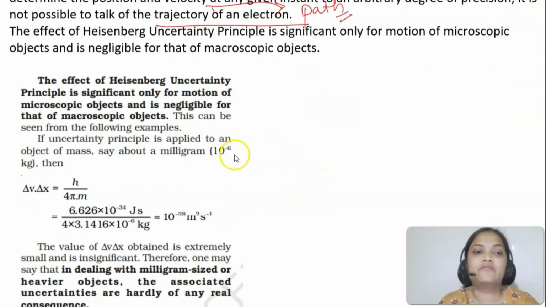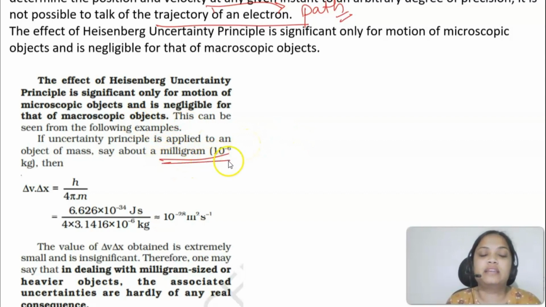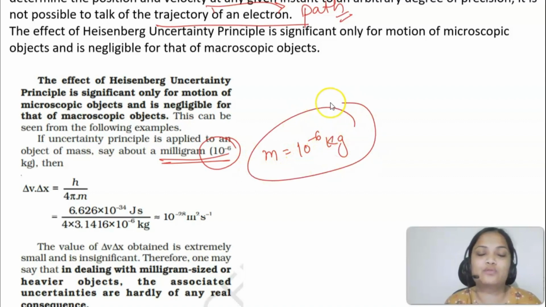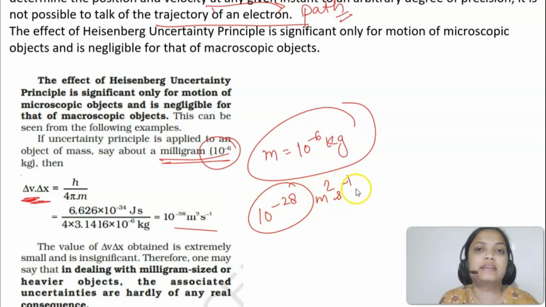Let me tell you, let's say I have a macroscopic object whose mass is around a milligram, meaning mass is 10 to the power minus 6 kg. That's macroscopic according to us. So if I find the value of delta V into delta X, here it is coming out to be 10 to the power minus 28 meter square per second, right?